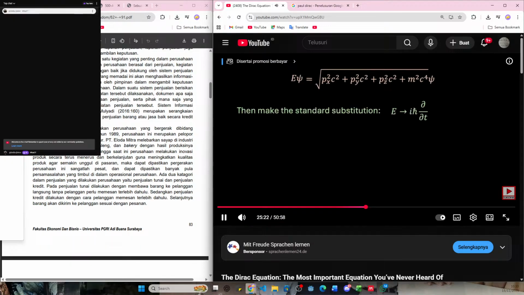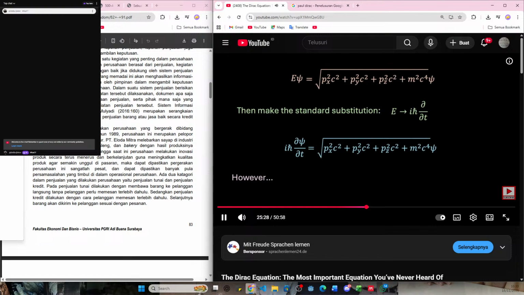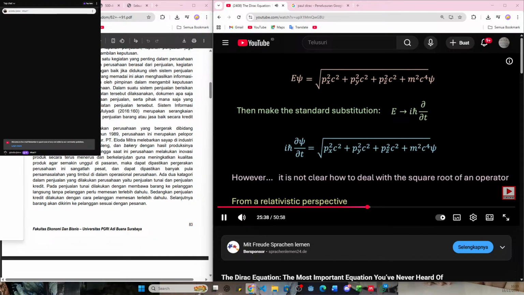Then, if we make the standard substitution for the energy operator, we arrive at the following blue expression. However, this is not satisfactory for a few reasons. Firstly, from a mathematical perspective, it is difficult to deal with the square root of an operator. Also, from a relativistic perspective, energy and momentum do not appear in a symmetric way.